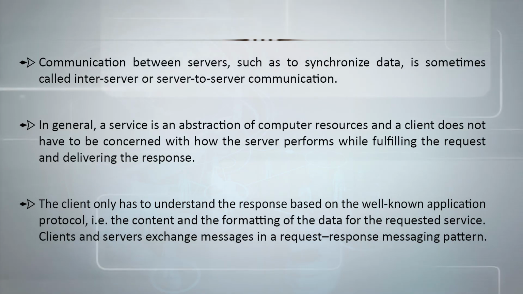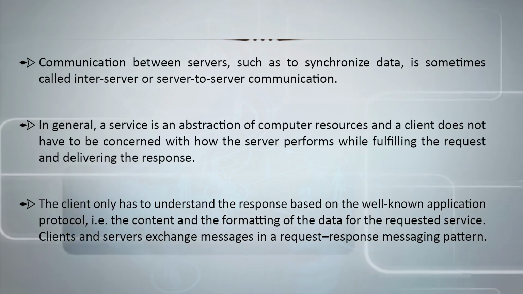Clients and servers exchange messages in a request-response messaging pattern. As I already mentioned, whenever the client requests information, that request goes to the server, and that server may connect to one more server to get the necessary information. It all depends on the nature of the request, because there are different types of servers. For example, you have a web server, then you may have a database server, then you may have an email server. So based on the type of request, sometimes servers communicate among themselves, get the information, and then the backend web server will forward the information to the client.